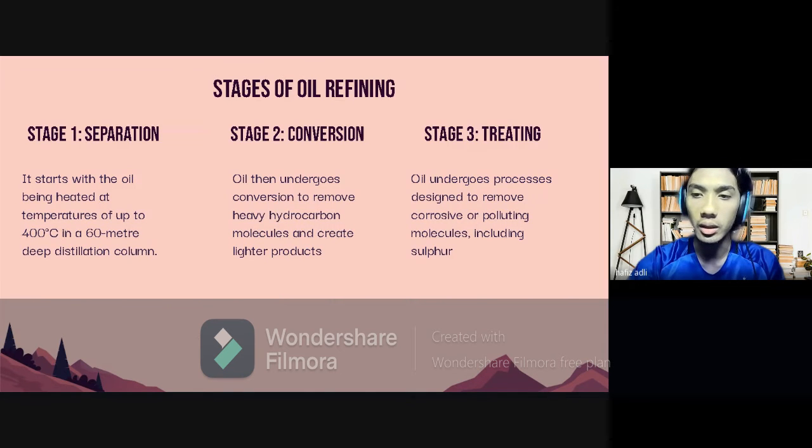After undergoing the three stages of refining, crude oil is ready to be resolved into refined petroleum products, including LPG, gasoline, naphtha, and lubricant. That's all from me. I will pass to the next presenter.